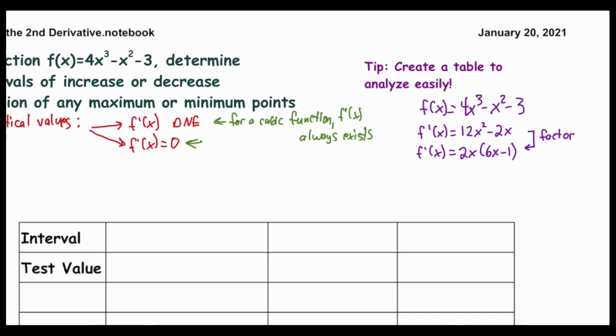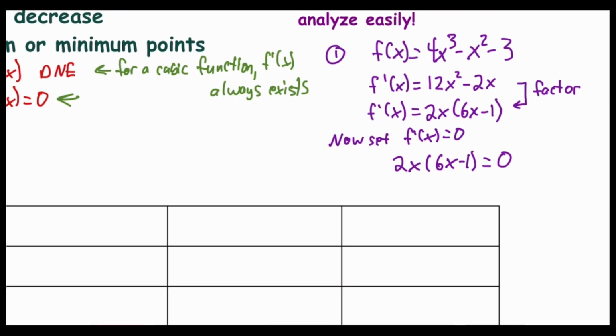And remember, I'm trying to find points where my first derivative is equal to 0, so let's set our derivative equal to 0 and find those points. Now set f prime x equal to 0. So we're going to have 2x times 6x minus 1 equals 0. And hopefully you once again remember that in order for this to equal 0, either factor can equal 0. So either I can set this factor equal to 0, or I can set this factor equal to 0. And those are the only ways that this can have a 0 value.